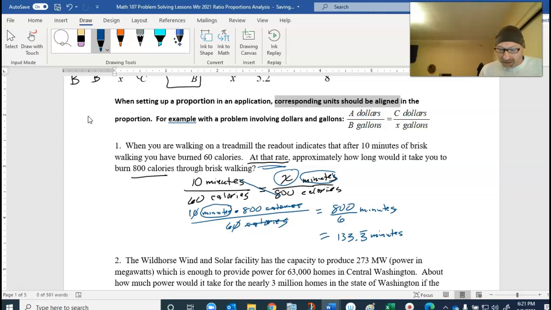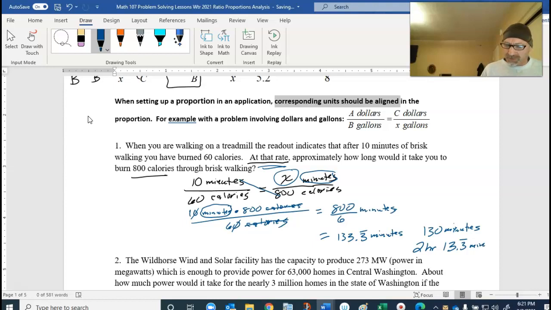Consistency. Machines can't evaluate that. So this 133.3 minutes, you'd probably round it off to maybe 130 minutes if you wanted. Or you could say, since an hour is 60 minutes, 2 hours is 120 minutes, you could say that's 2 hours and 10 minutes, or 13 minutes if you wanted. Or you could say 13.3 repeating if you wanted to be real precise. 2 hours and 13.3 repeating minutes, since it did say it's at the same rate.